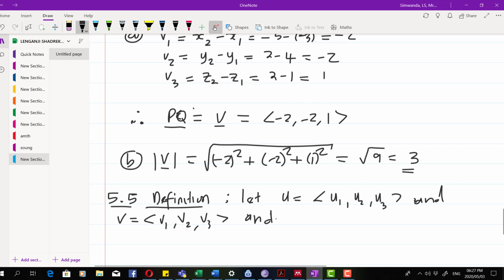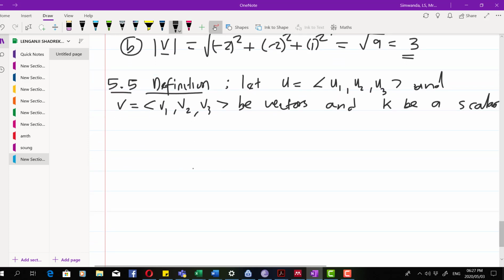Let's also let these guys be vectors, so let u and v be vectors, and k be a scalar quantity. So remember the difference between vector quantities and scalar quantities. Remember, a scalar only has magnitude. Okay, so we can define two rules.